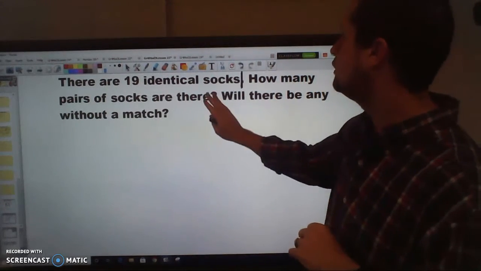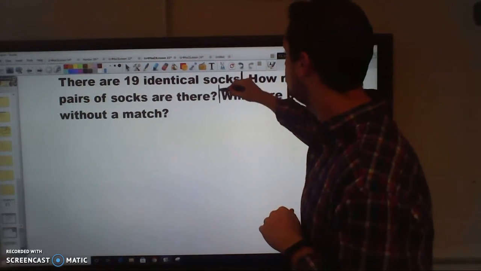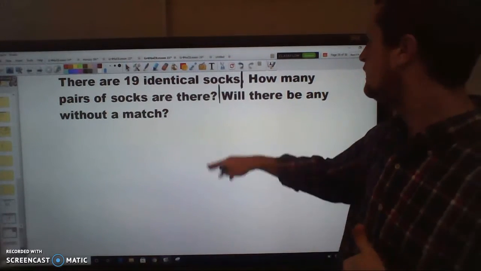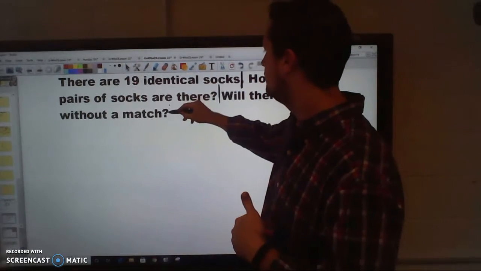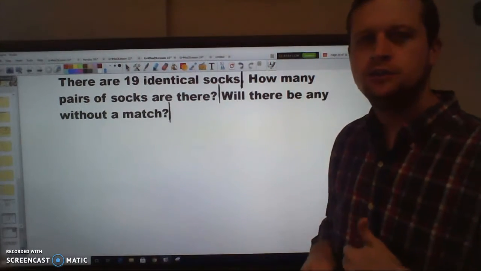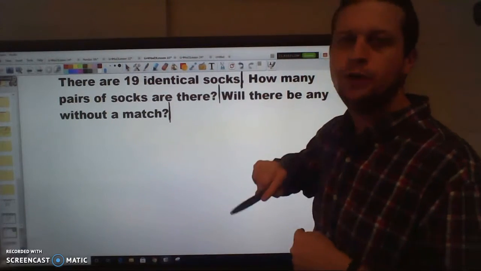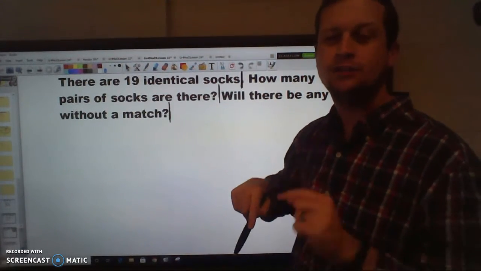How many pairs of socks are there? Cut. So I'm putting them in groups of 2 because it's pairs. And then it says, will there be any without a match? Okay. So let's go ahead and start drawing my 19 identical socks, but putting them in pairs. And remember, pairs is 2.